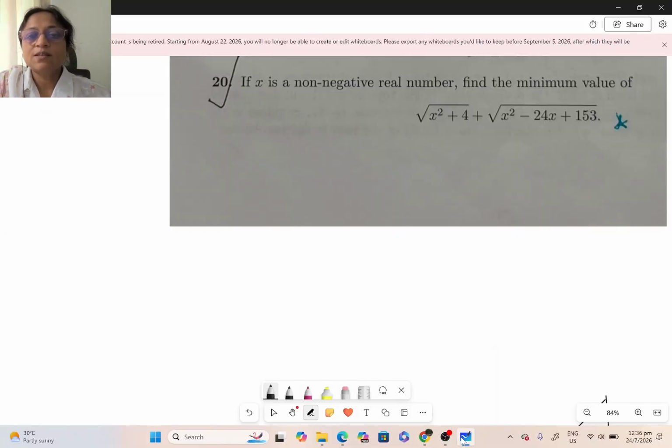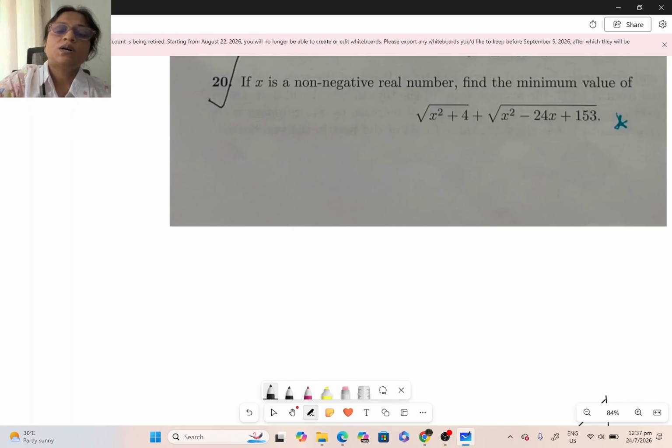It says if x is a non-negative real number, find the minimum value of this expression. Whenever you see the sum of square roots like that, and whenever you see x squared plus something, you should think about the distance formula first. Don't try to solve it by algebra. It'll be time taking and maybe it doesn't even end up in a real solution, right?